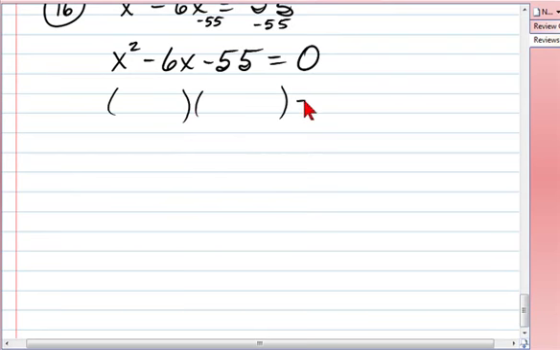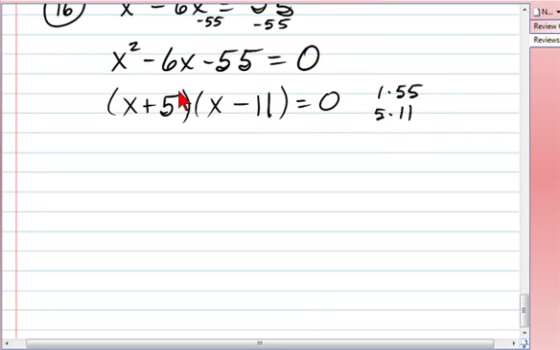There's no common factor. Tell me about the signs. One of each. I need an x and an x. I need factors of 55 that, because the signs are different, have a difference of 6. So is it 1 times 55? No. Is it 5 times 11? Yes. So I'm going to put the 11 in the negative spot and the 5 in the positive spot. That will give me a middle term of negative 6x.